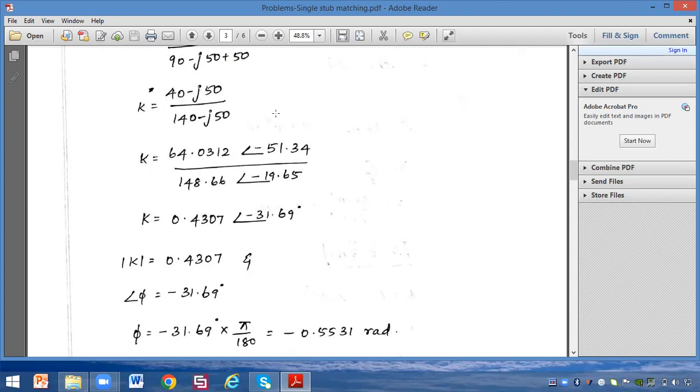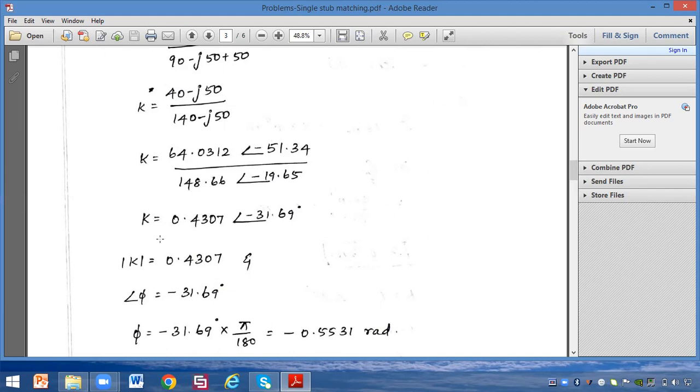If you convert 40 minus j50 into polar form, you will get 64.0312 and the phase is minus 51.34. Divided by, if you convert 140 minus j50 to polar form, you will get the magnitude as 148.66 and the phase as minus 19.65. If you just divide this, you will get 0.4307 and the phase is minus 31.69. So your phase angle is minus 31.69 and the magnitude of the reflection coefficient is 0.4307.